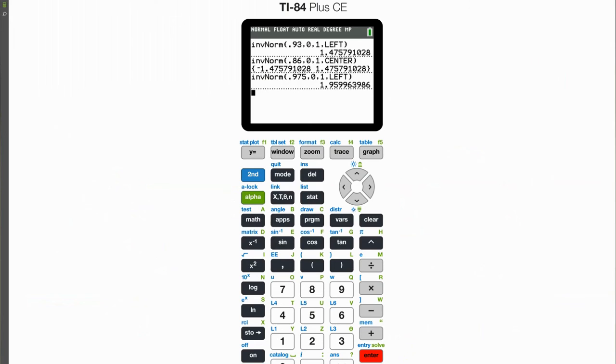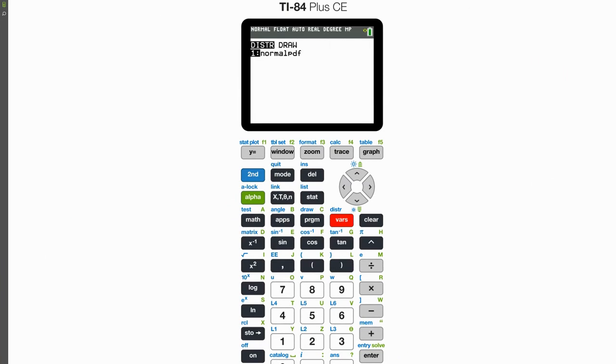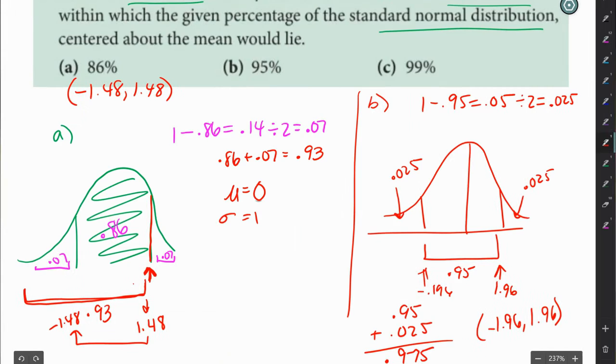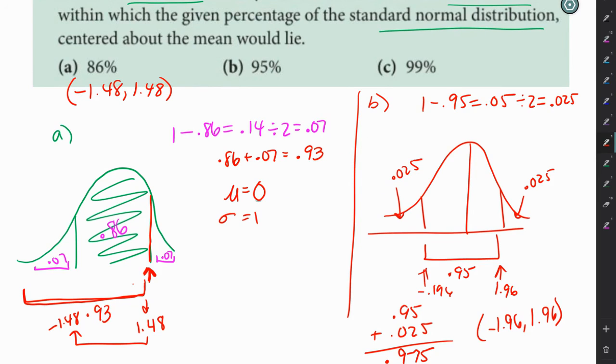If you did it just telling it inverse norm, option 3, of 0.95, and it's in the center this time, it gives you the whole thing. So if you have the new operating system, it's super easy. If you have the older operating system, there's just a couple more steps before you go to the calculator.